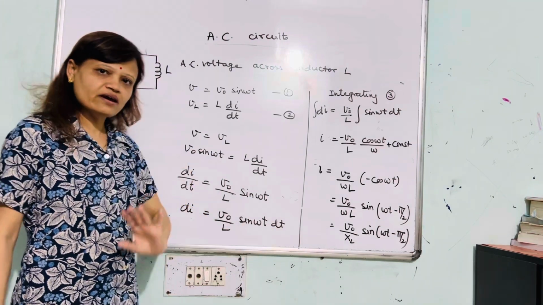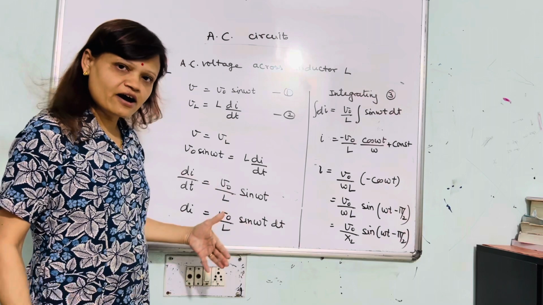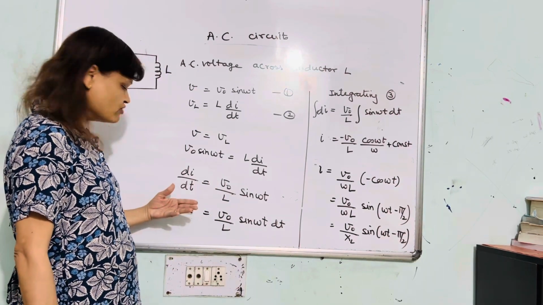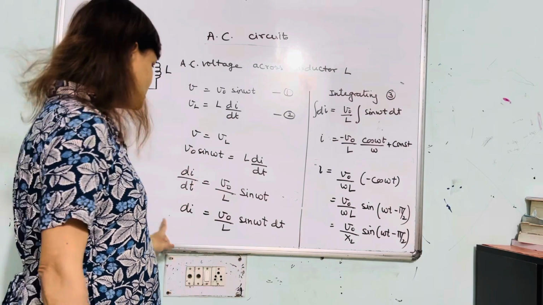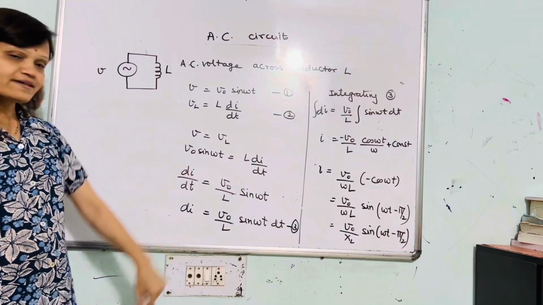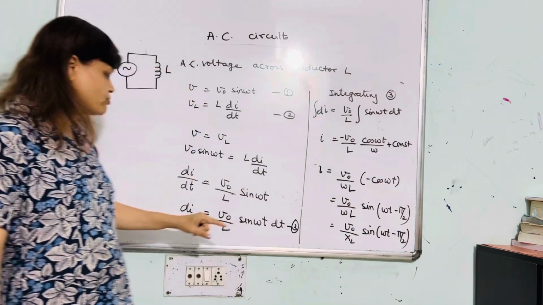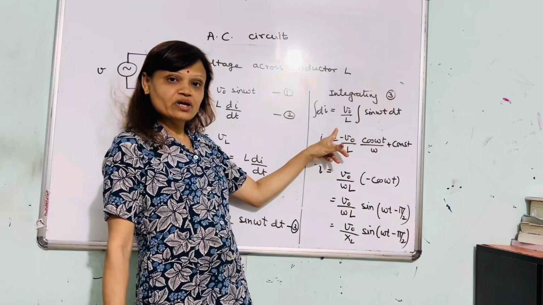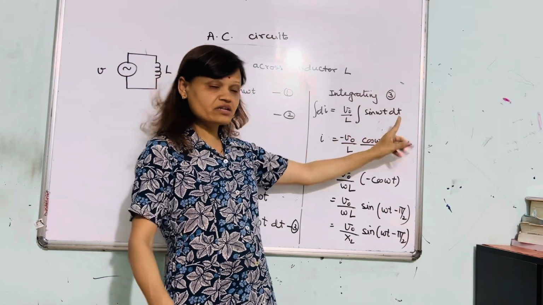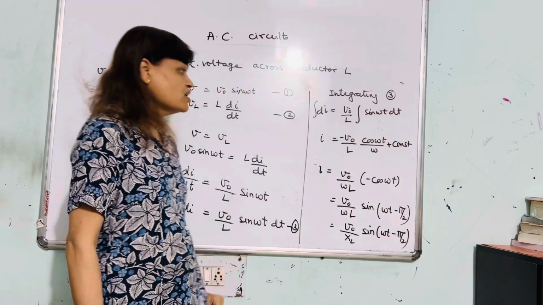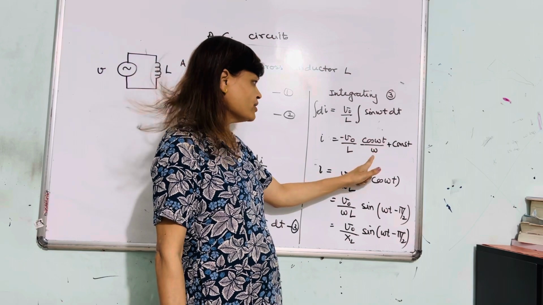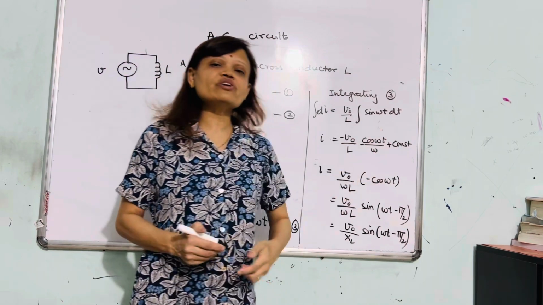dt on that side. Now you want the current I. For that, we integrate this equation 3 on both the sides. So integral of di, V naught by L is a constant, so I take it out of the integration sign, and integral of sine omega t dt, we are integrating with respect to time here. So the integration is minus cos omega t upon omega plus a constant of integration.